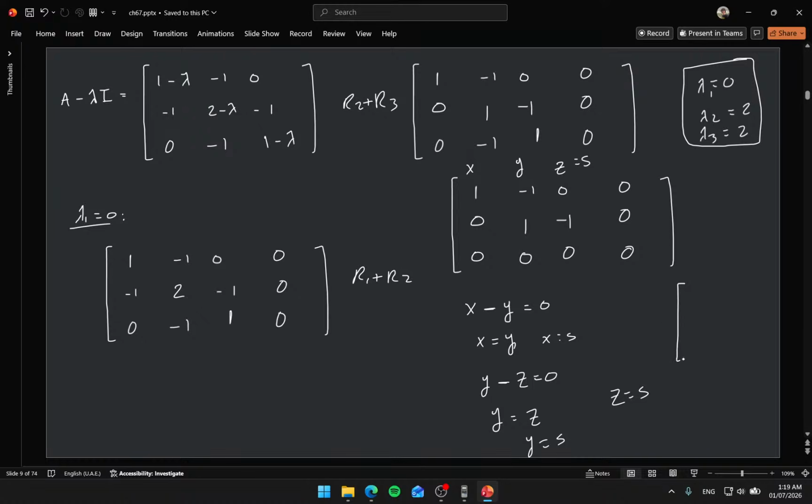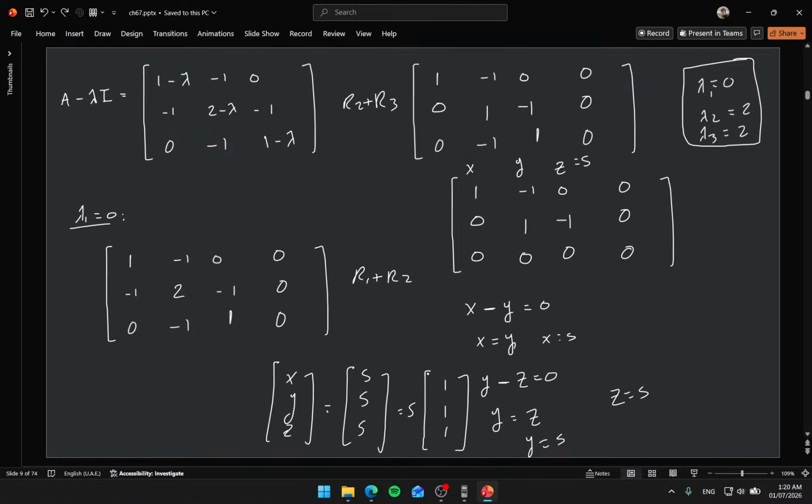Next, you write x, y, z equals. What's x? It's s. y is s. z is s. You take s, the free variable, out as a common factor, and you get 1, 1, 1. So that's the eigenvector. Now, each time you get an eigenvector, you have to check Av equals lambda v.